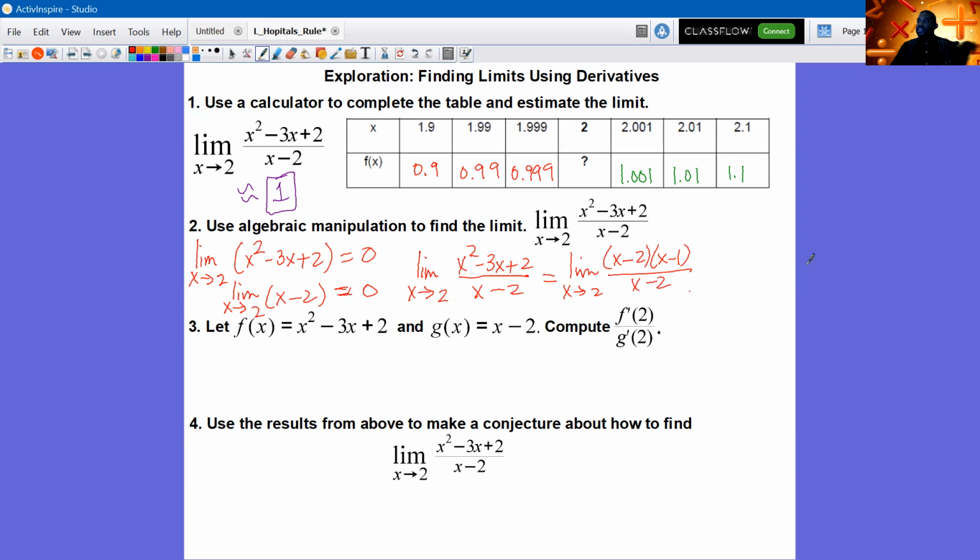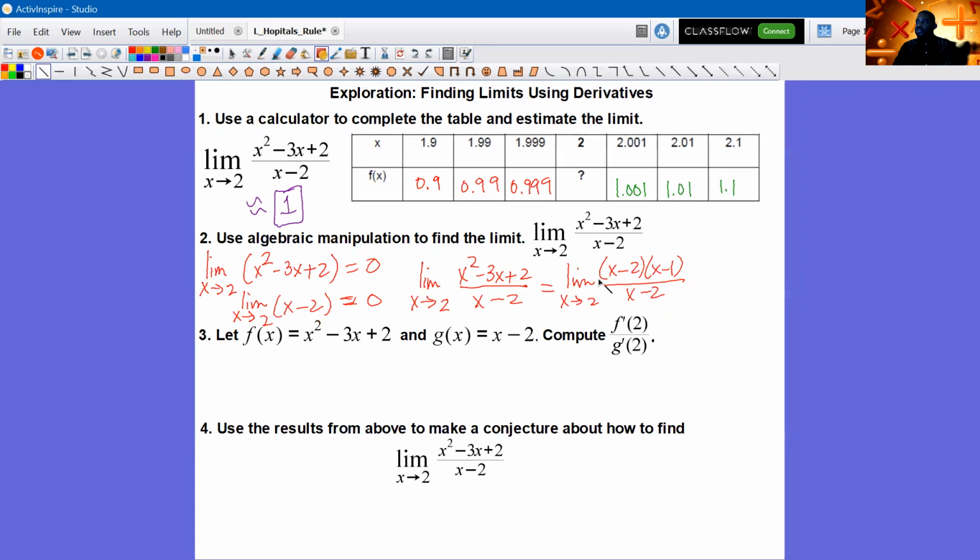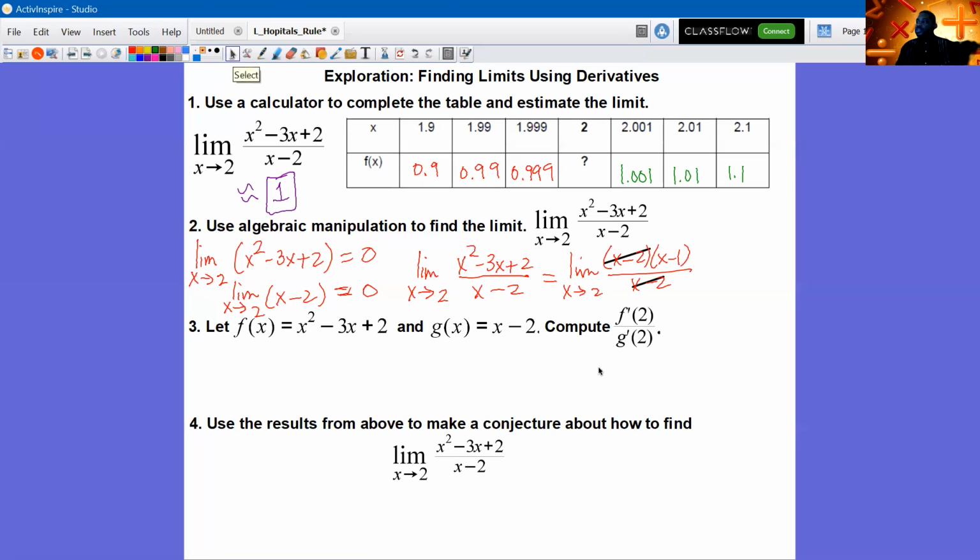And then we're going to cancel out the x minus 2's. That leaves us with the limit as x approaches 2 of x minus 1, and if you plug in the 2, you get 1. So we got 1 using algebraic manipulation.